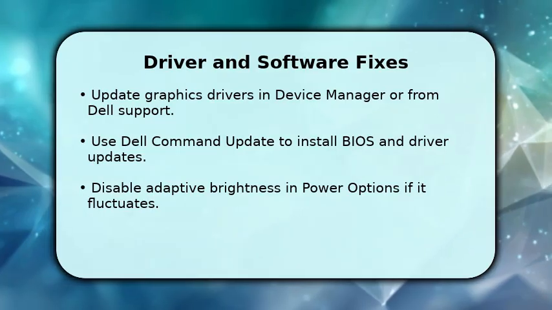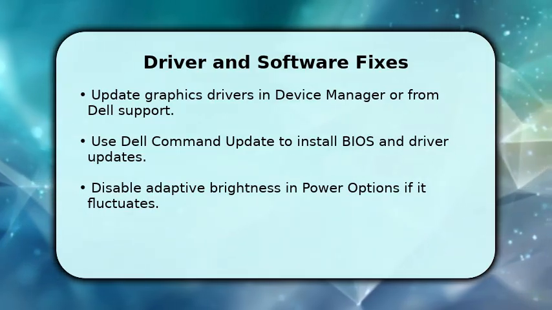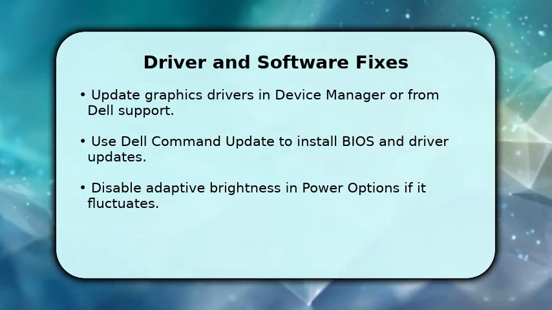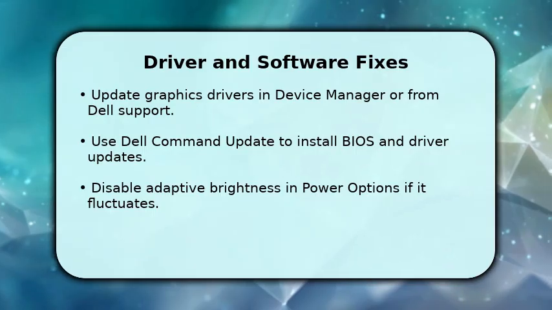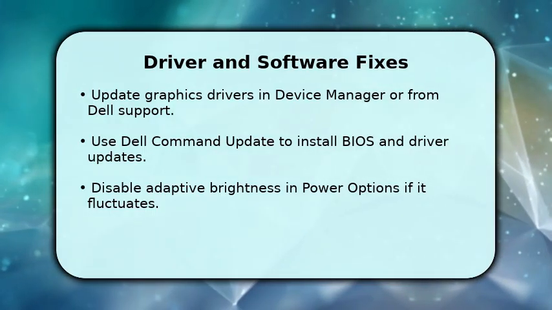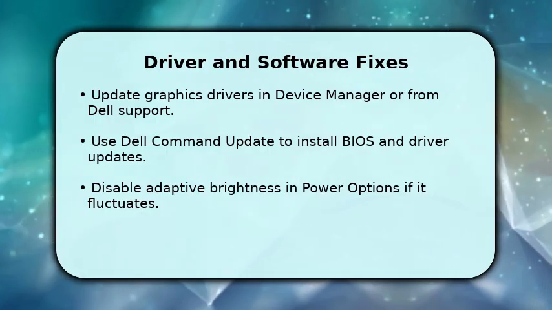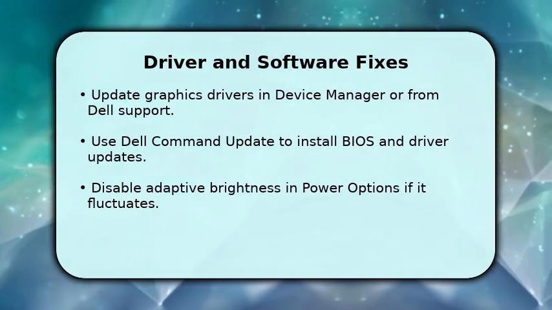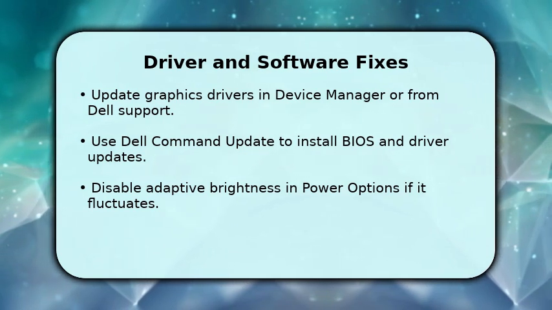Use Dell Command Update to check BIOS and firmware revisions and install updates. After driver updates, reboot the laptop and test brightness keys again for proper response. Disable adaptive brightness in Control Panel power options if the display keeps changing. Retest with AC. Boot into the BIOS menu and check display or video-related settings if available.